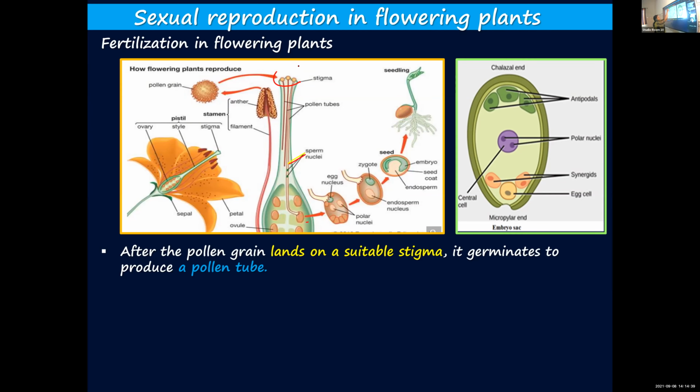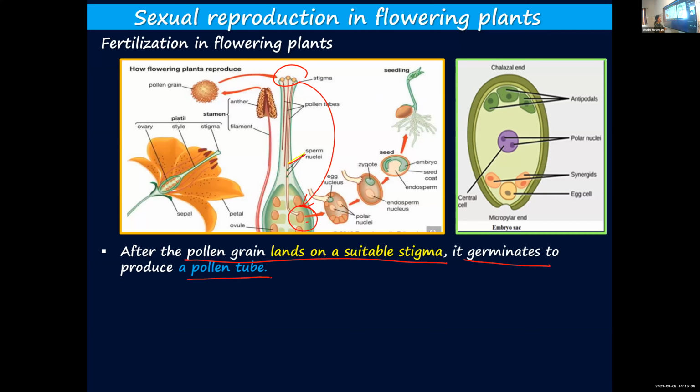See here, the pollen is falling on the stigma, but the egg cell is down there. So it has to reach here. For that, the pollen tube will act like a bridge to transport the male gametes to the egg cell. Only then fertilization can happen. So once the pollen grain lands on the stigma, the next step is germination of the pollen grain and formation of the pollen tube.